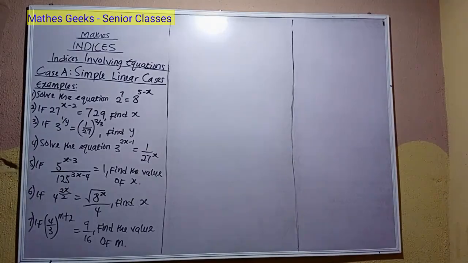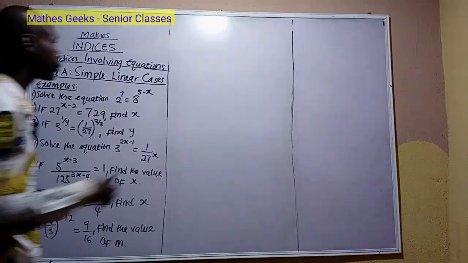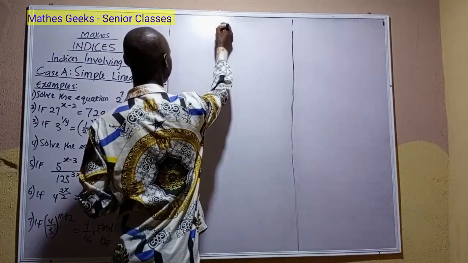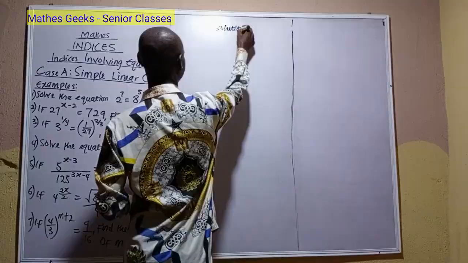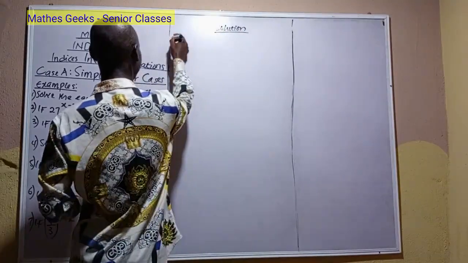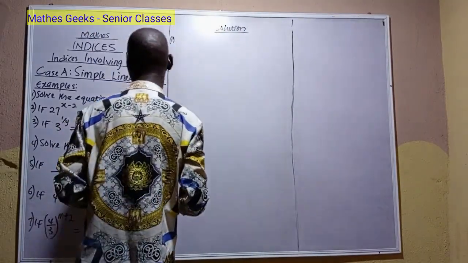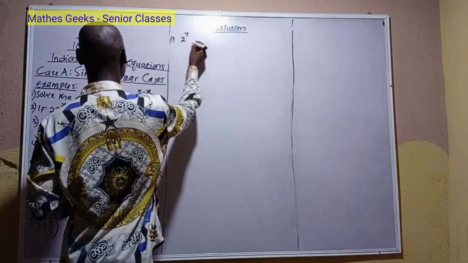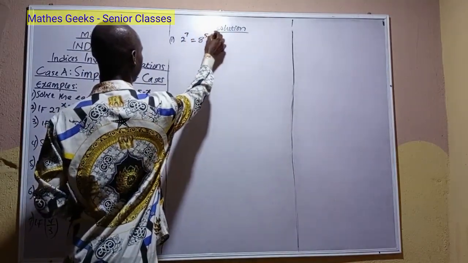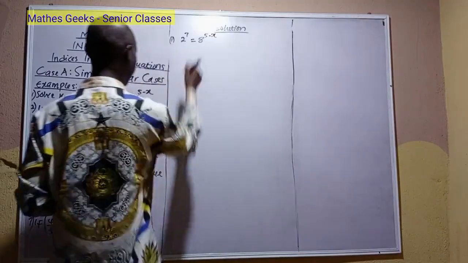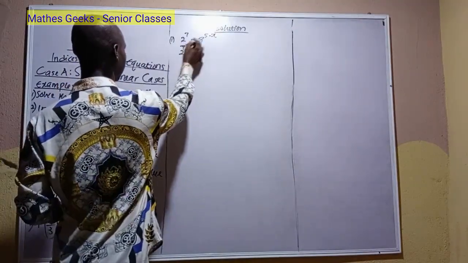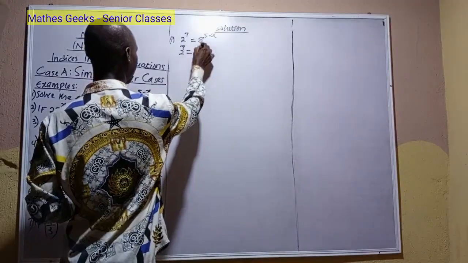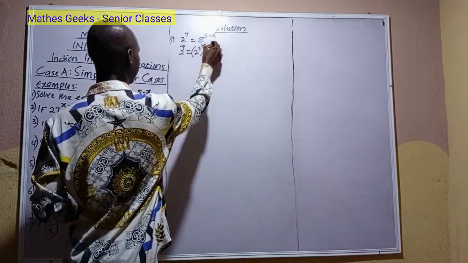So follow through the series of videos I'm going to create on indices. Right, let's begin. We'll solve the equation 2 raised to the power 7 equal to 8 raised to 5 minus x. So this will give us 2 raised to 7, and 8 is 2 raised to the power 3, to the power 5 minus x.